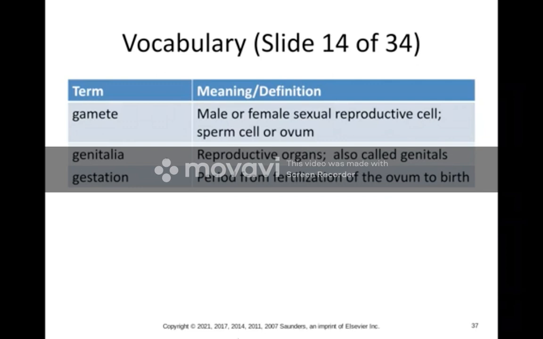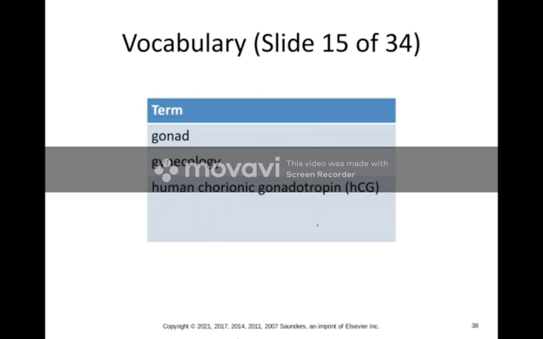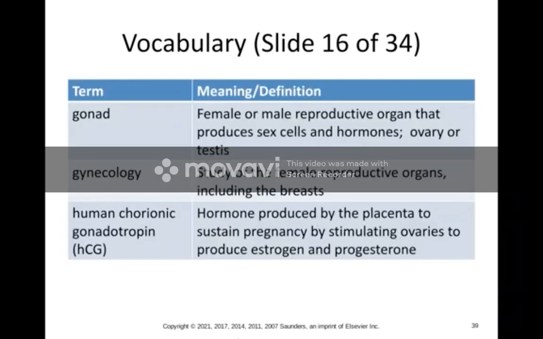Genitalia, that is the reproductive organs, also called genitals. Gestation is the period that occurs from fertilization of the ovum to the birth of the infant. Gonad is the reproductive organ that produces sex cells and hormones. For men, it's the testes, and women, it's the ovary. Gynecology is the study of female reproductive organs, including the breasts.